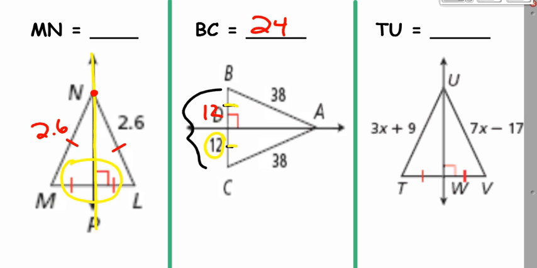Okay, TU. I'm looking for TU. I can see from my diagram that I have a perpendicular sign here, and I've got some congruent line segments, which means U is on the perpendicular bisector, which means this and this are congruent. Those two sides are congruent, which means they have to be equal to each other. So you could set up your equation as 3x + 9 = 7x - 17, and then solve for x. And then plug it back in and find the distance of TU.